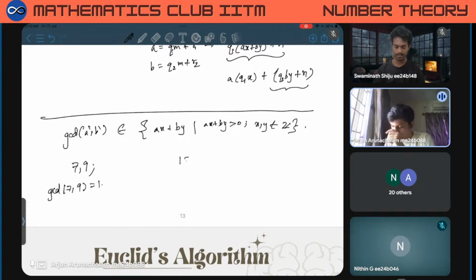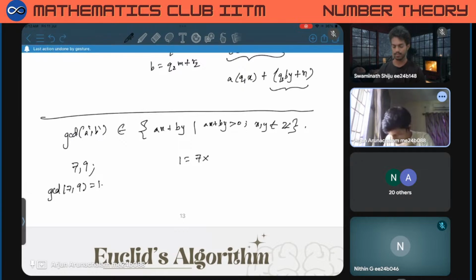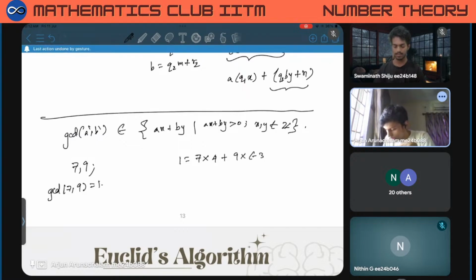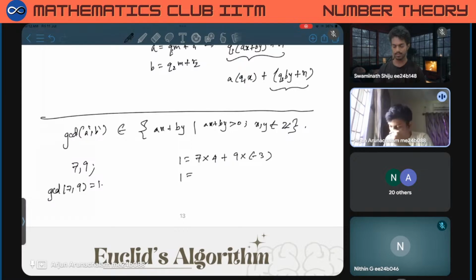So you can write 1 is 7 into 3 plus 9 into minus 3. You can also write 7 into minus 5 plus 9 into 4. So there are actually infinitely many representations of this.